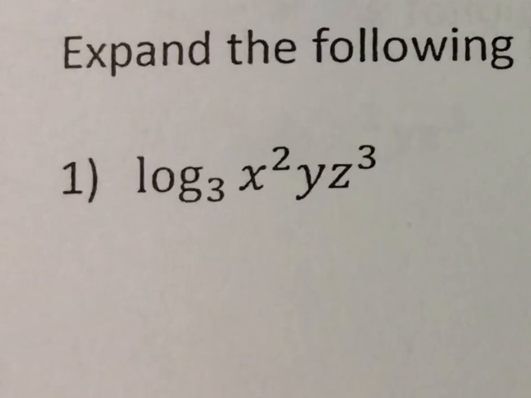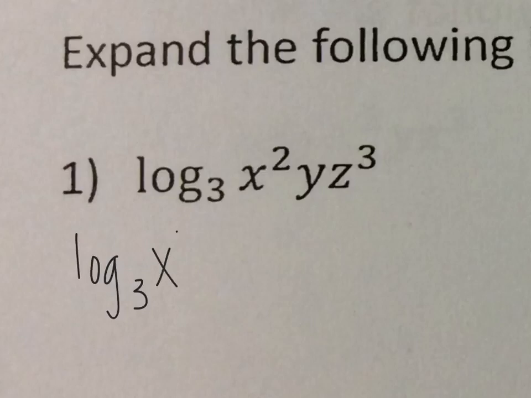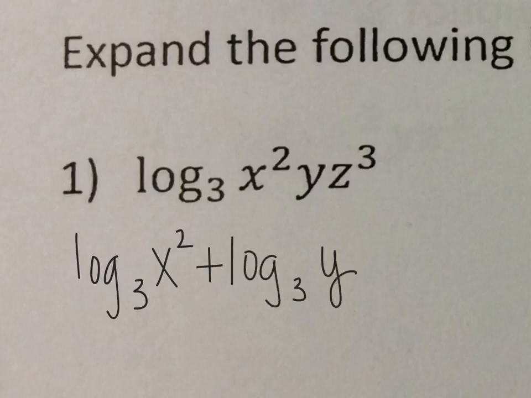So log base 3 of x squared y z cubed. So what's happening with the x squared, the y, and the z cubed? Am I adding, subtracting, multiplying, or dividing? So when I multiply and I separate that out into multiple logs, what am I going to do with those logs? Add them. So really this is the log base 3 of x squared plus log base 3 of y plus log base 3 of z cubed.